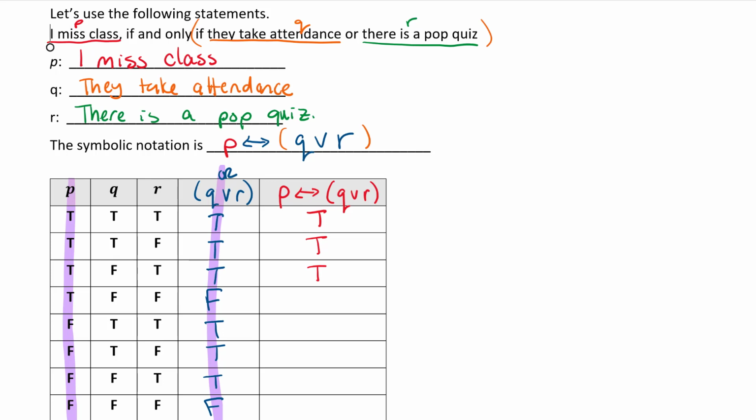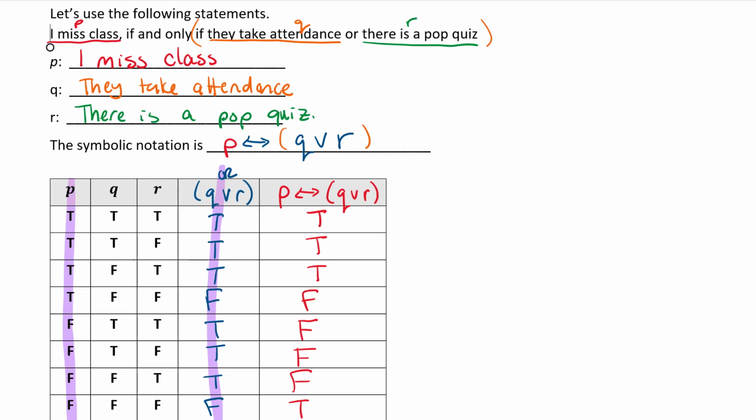True if and only if false. If one of them's true and one of them's false, the whole thing's false, because the biconditional won't be going forwards and backwards. If false, then true. Nope, that's false as well. False if and only if true. Nope, that's false. False if and only if true. False. False if and only if false. This one's okay because they're both the same. So in this case, I have true, true, true, false, false, false, false, and then true.